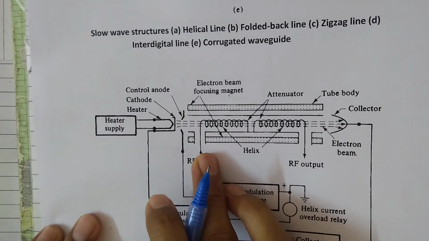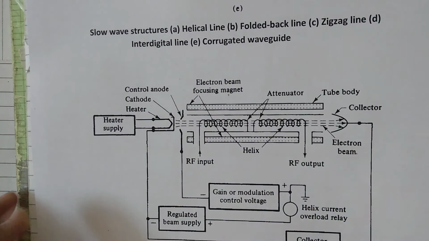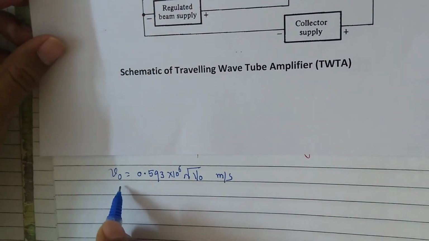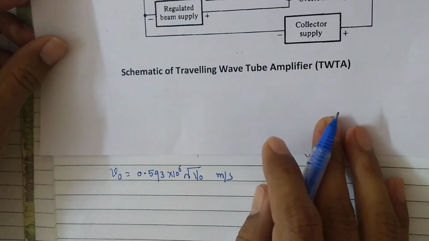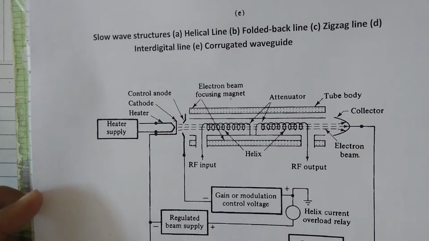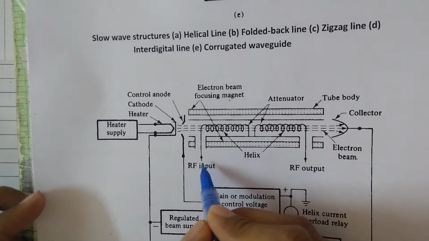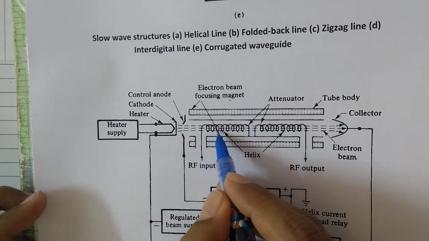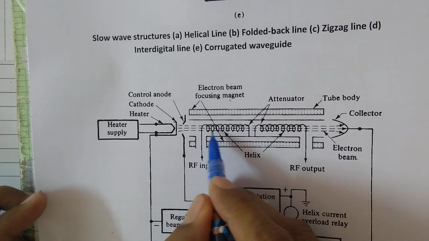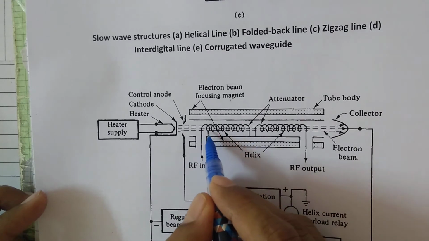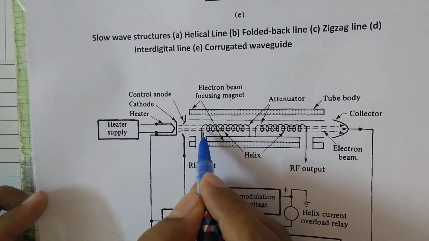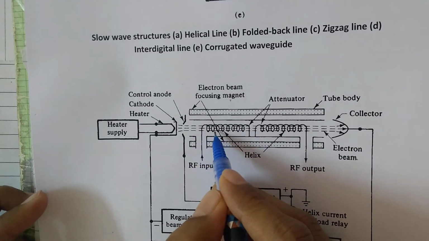When they come to the helical slow wave structure, it is very much required that this velocity be slightly greater than the axial component velocity of the RF field. Because see what I mean: if RF signal is fed to this helical structure, because of the RF signal flowing through this helical structure, an axial electric field is generated. So the velocity of the electron beam is adjusted slightly greater than the axial electric field velocity along the tube. And why do we do that?